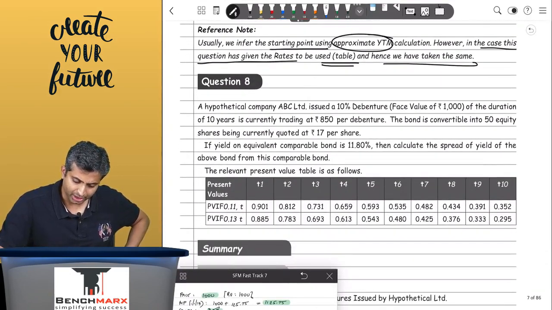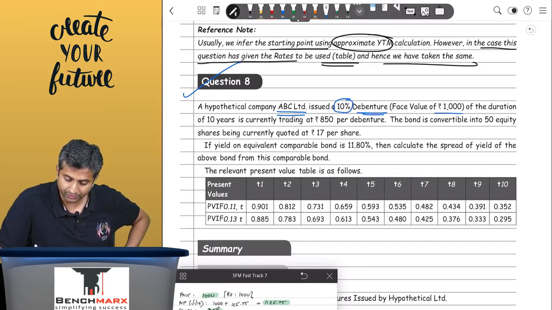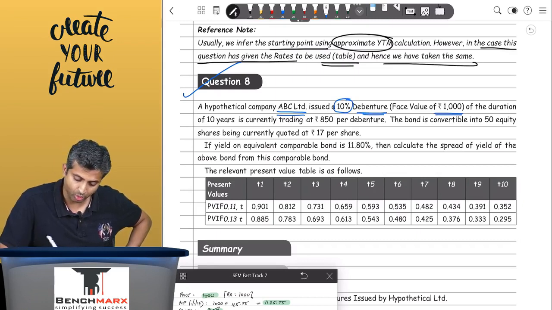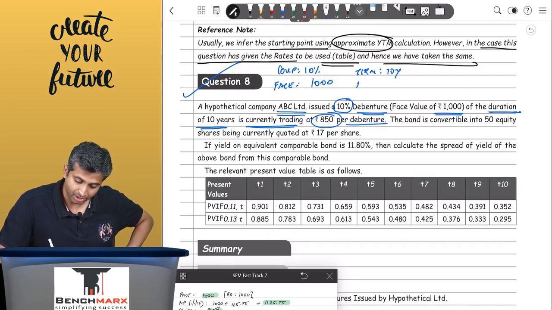A hypothetical company ABC Limited issued a 10% debenture with a face value of 1000. So the coupon over here is 10%. The face value over here is, let us say, 1000, of the duration of 10 years. So the term over here is 10 years, and it's currently trading at 850 per debenture. Excellent. So you have the market price also given as 850.